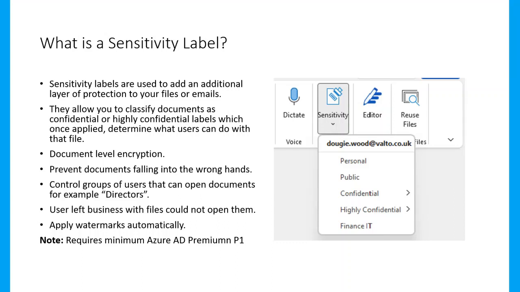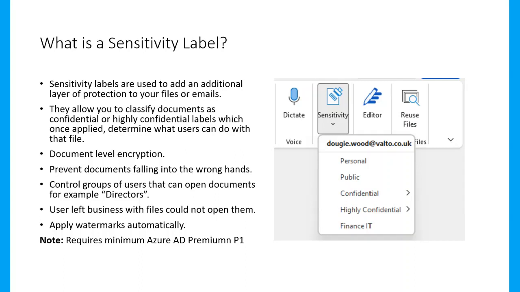So the next type of label is a sensitivity label. What is that? A sensitivity label is used to add an additional layer of protection to your files or emails. They allow you to classify documents with confidential or highly confidential labels, which once applied determine what users can and can't do with that particular file. It's basically a level of document encryption, so it's actually at the point of the document that it's encrypted. You can prevent documents from falling into the wrong hands and control groups of users that can open documents.